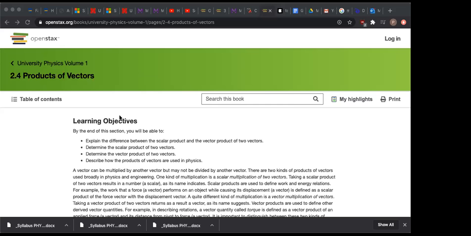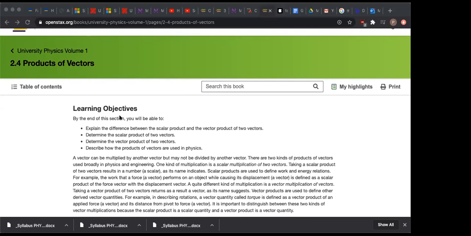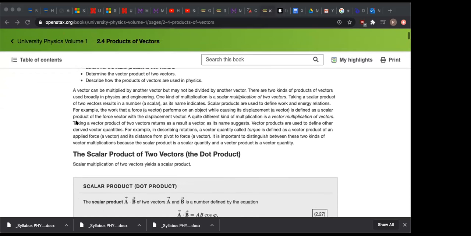All right, so anyway, let's move on to products of vectors. And this should be new material for most of you. Is anybody in Calc 3 right now? No? Okay. So this will definitely be new material for all of you.